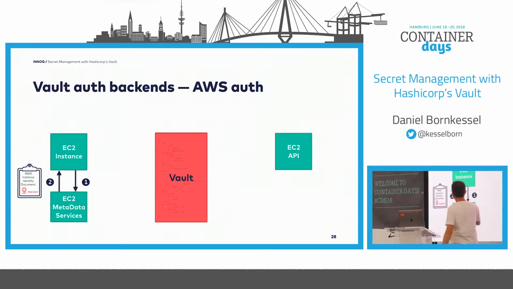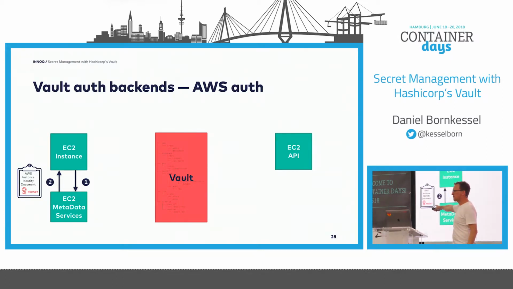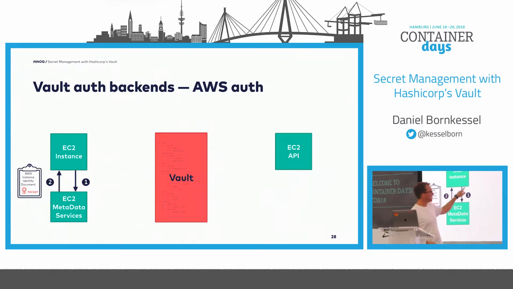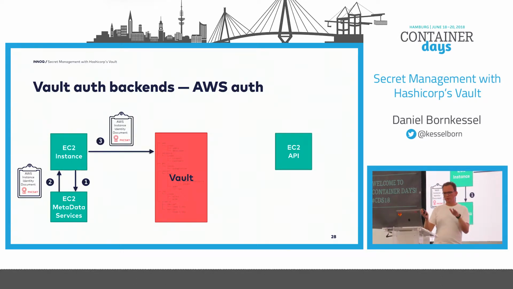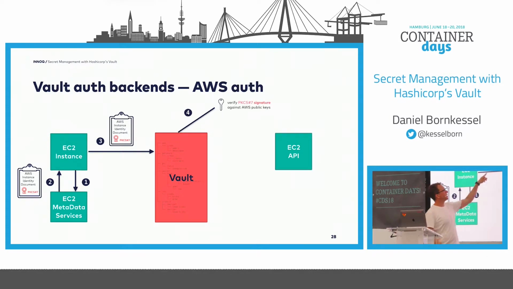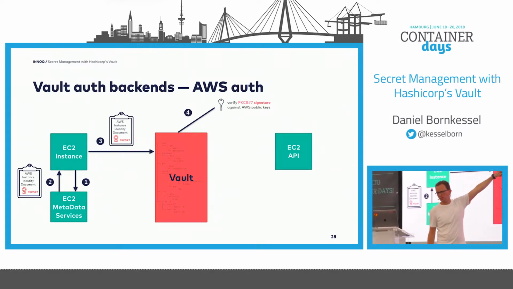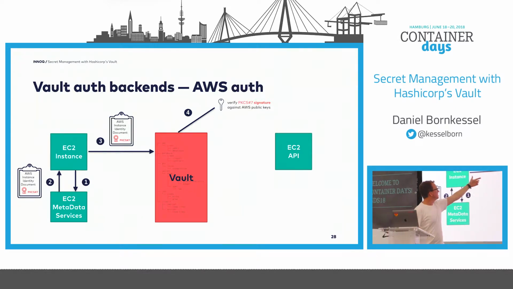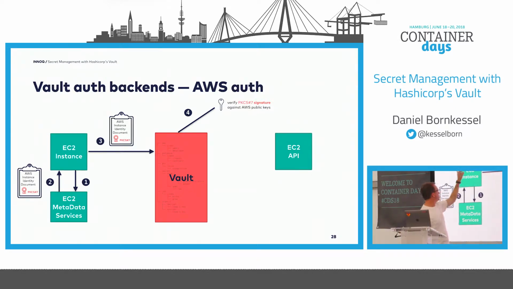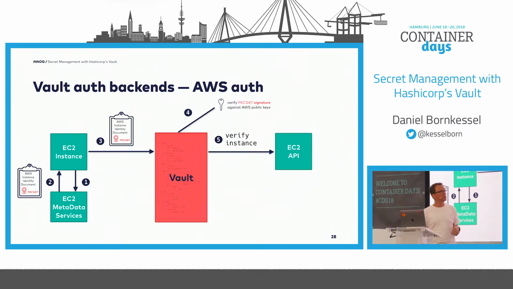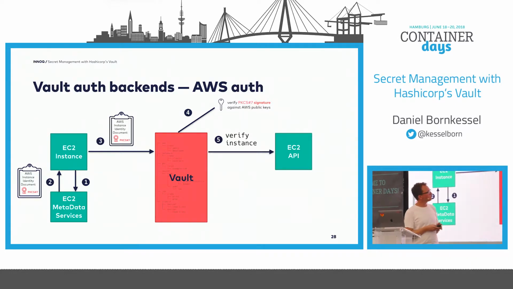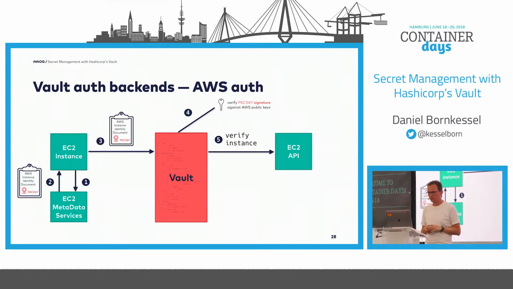And the interesting part here is that this identity, the instance identity document, is actually signed by a private AWS key. And we can use that for Vault to authenticate. Because if you pass on this document, Vault can check if the signature is valid by using the well-known AWS public keys. So Vault can verify that this document really comes from AWS. And the next step, it can verify that the instance that we run is allowed to get access to Vault.